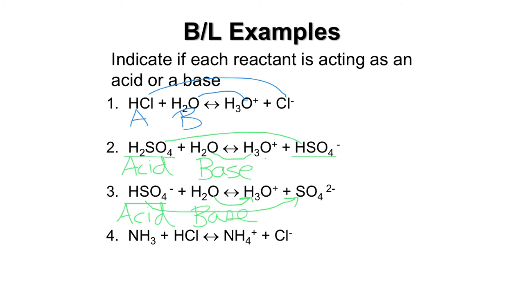Next example, NH3 would be turning into NH4 plus. In order for that to happen, NH3 must be gaining an H plus. Gaining would be a base. HCl, turning into Cl minus. In order for that to happen, HCl has to lose an H plus, so therefore it's acting as an acid.